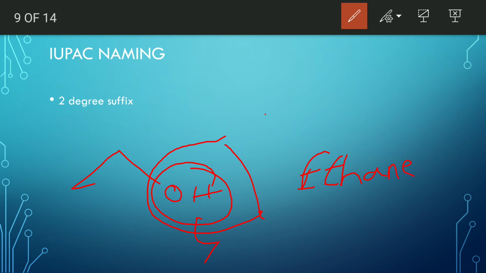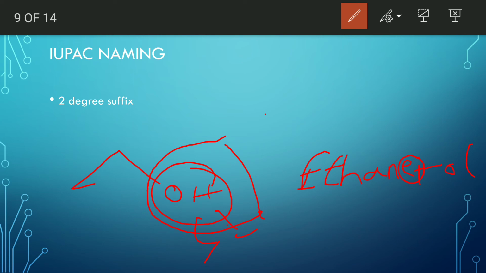Right? And now what is the 2 degree suffix? So in your previous classes itself, you may have learned the 2 degree suffix of each and every functional group. So what is the 2 degree suffix of OH? It's ol, right? But here, when we have ol, so ethanol.